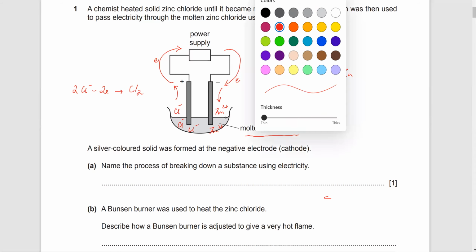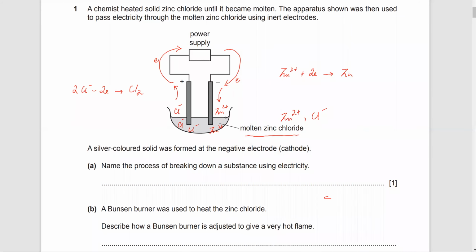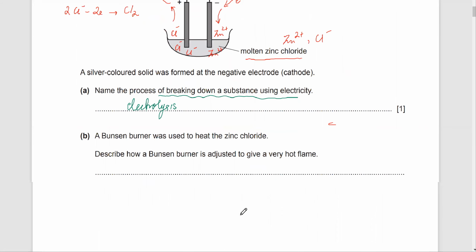Yeah. So now the first answer is that this is the definition of electrolysis, that you break down a substance by passing electricity, or the decomposition of an electrolyte by passing current. Then a Bunsen burner was used to heat the zinc chloride. Describe how a Bunsen burner is adjusted to give a very hot flame.